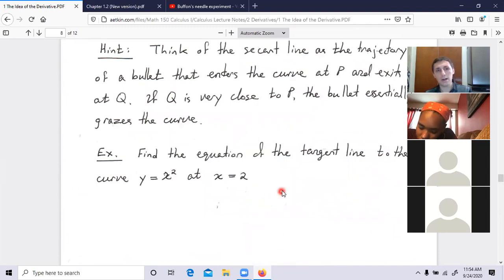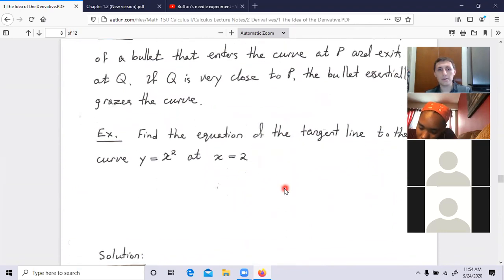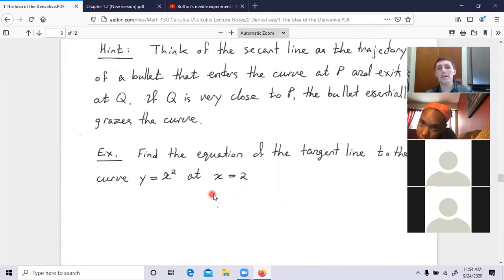And here is your first task, okay, guys? Let's see if you understand it. Find the equation of the tangent line where the curve is x squared, and I want it at x equal to 2. So let's go ahead and calculate that.